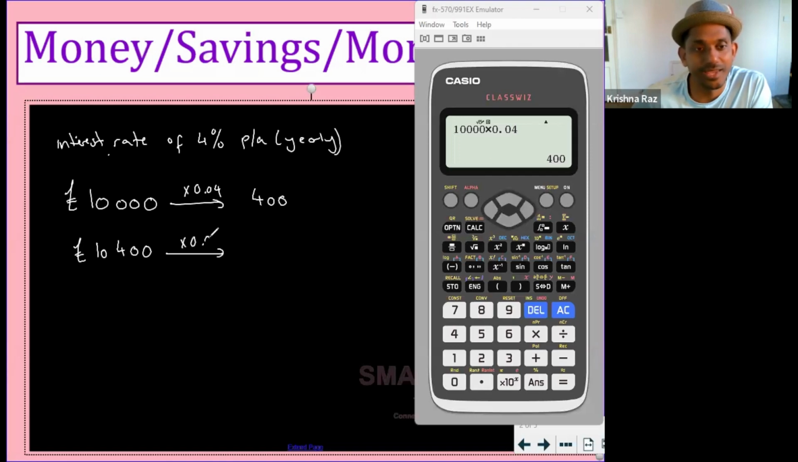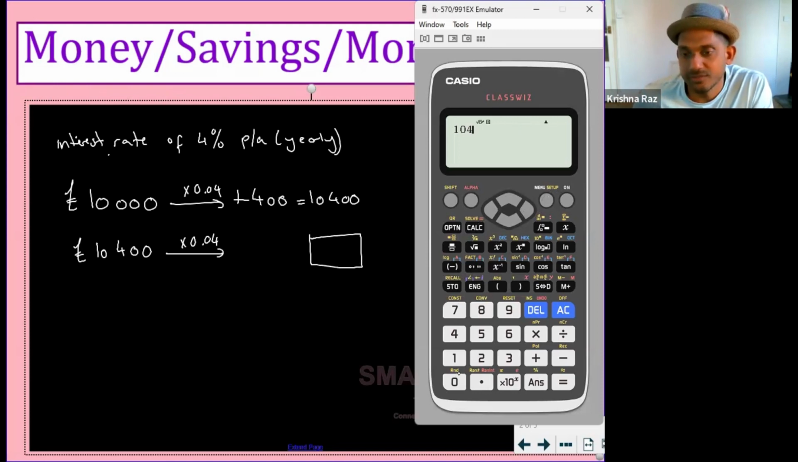And after that year, I'm going to get another 4% on that. So I've got 10,400 in the bank. After 2 years, I will have 10,400 times 0.04 extra, so £416. So I will have £10,816. So this interest will go up and up.